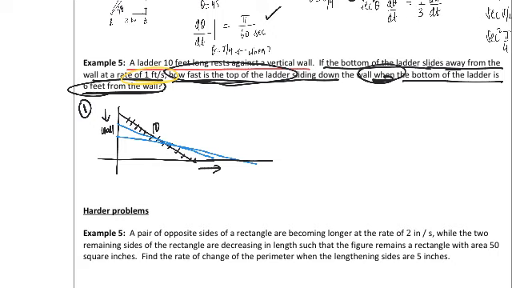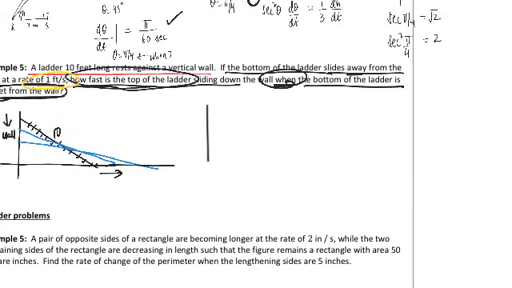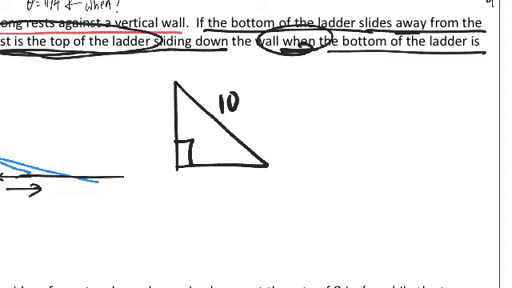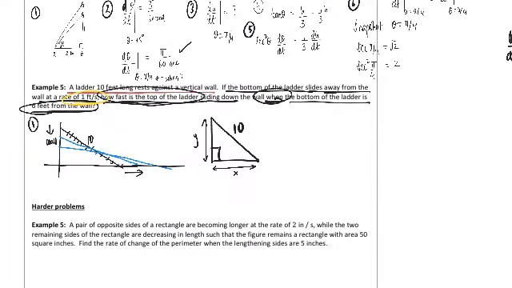So let's think about this again. I'm going to draw the picture again, more mathematical-like. I have 10 here, which is a fixed distance. It's not changing. The distance of the bottom from the wall, that's changing. And the distance of the top from the floor, that's also changing. So those would be my two variables in this problem.